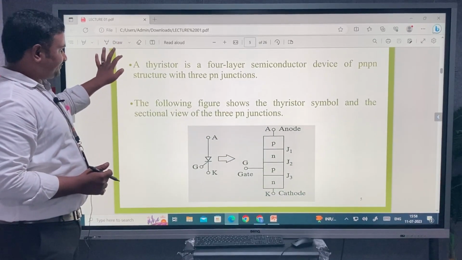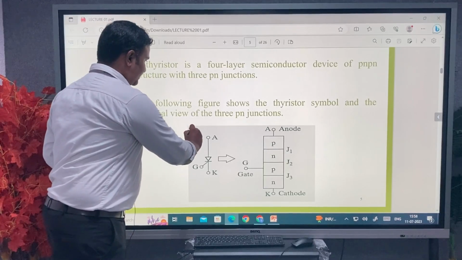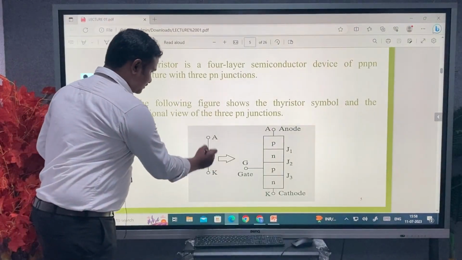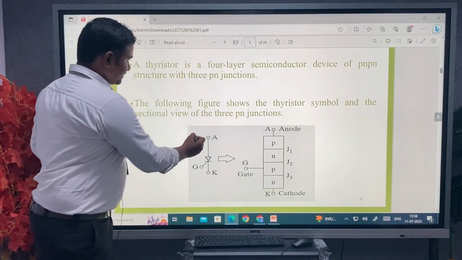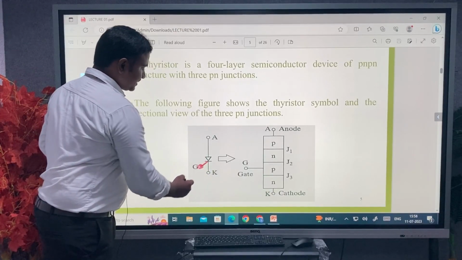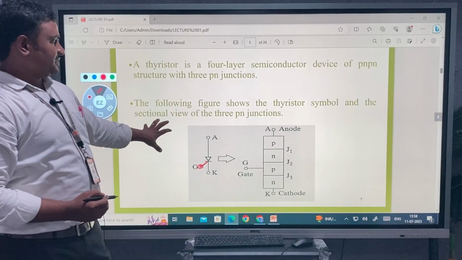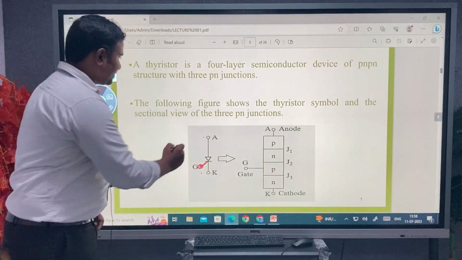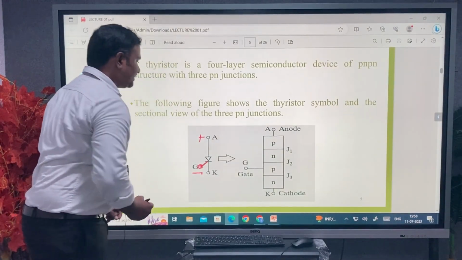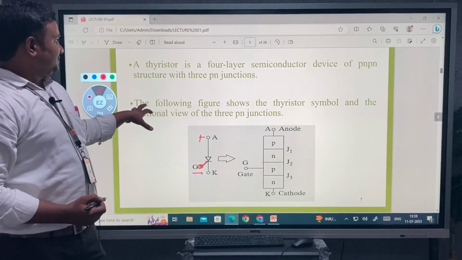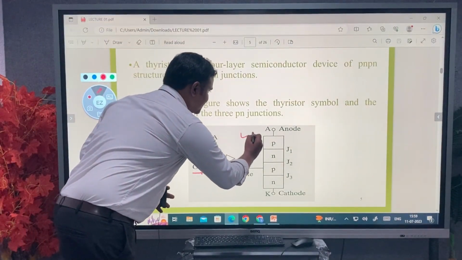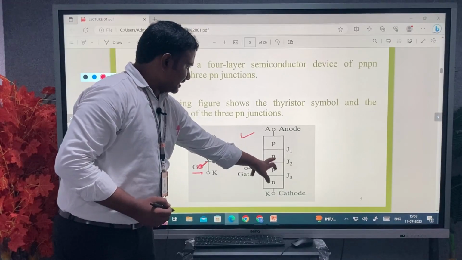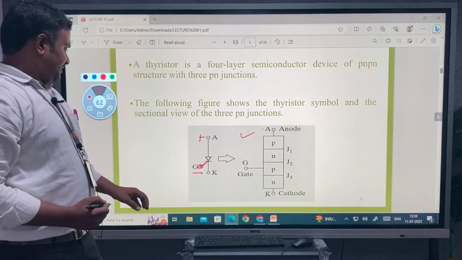This is the symbol for the thyristor, which has 3 terminals: anode, cathode and gate. This is the controlled switch which is supplied by some other external supply, and the anode to cathode is given plus and minus from the main supply. This is the representation of the construction of a thyristor. Here you can see the anode, cathode and gate with 4 layers and 3 junctions in this structure.